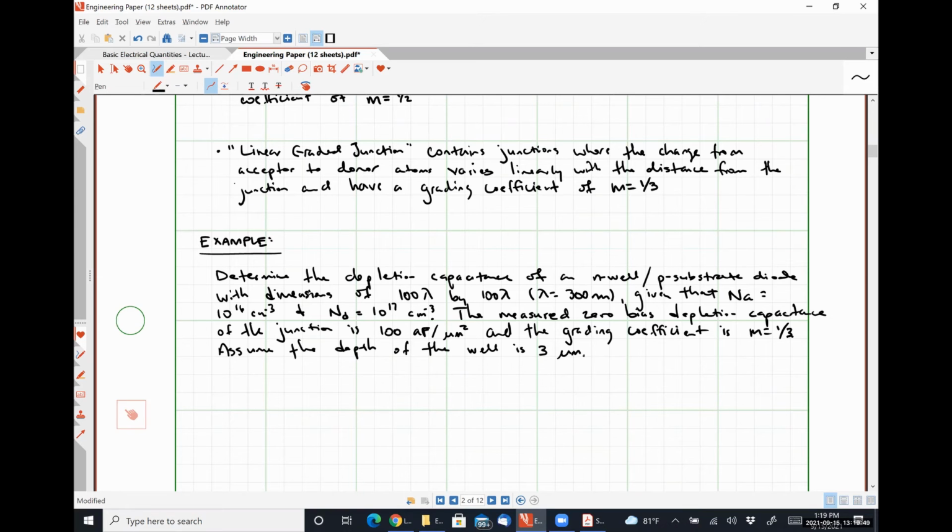So I want to ask you guys a question that may not be obvious, but why is that last sentence, assume the depth of the N well is 3 microns, critically important here? Any thoughts?